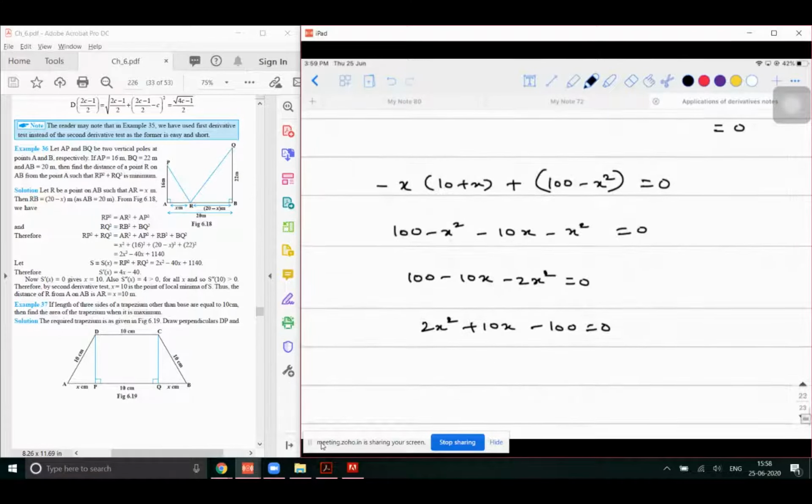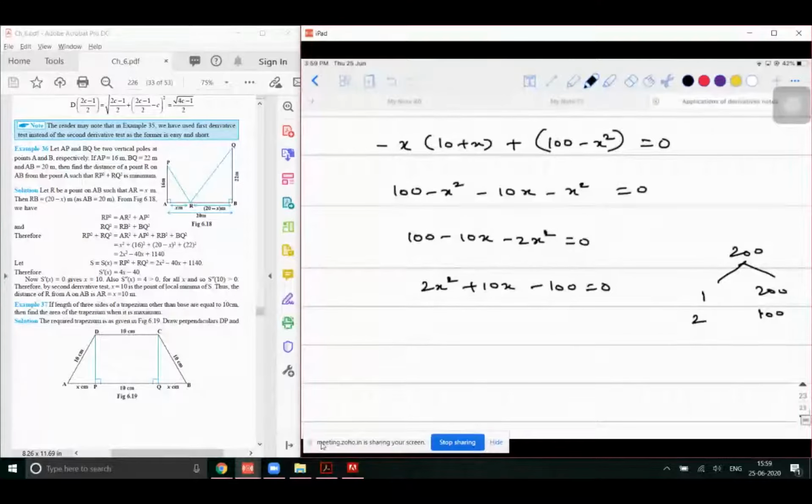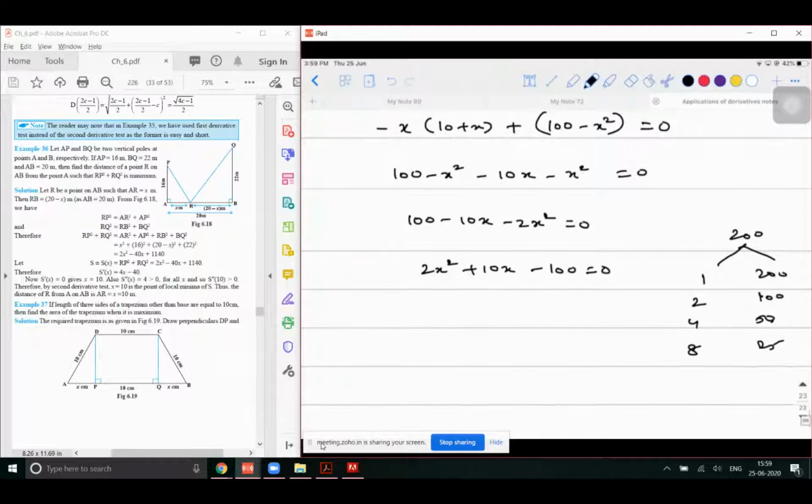So 200, how do we split? 200, what are all the possible factors? 1, 200, 2, 100, 4, 50, 8, 25, not possible. 16, not possible. Sir, we can divide the whole equation by 2, sir. Okay, 10, 20 is working. Okay, 10, 20. I will go with this.